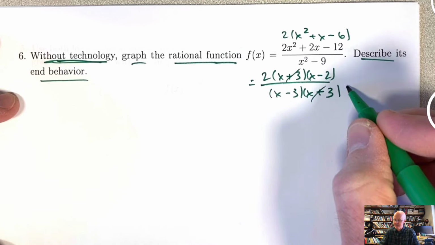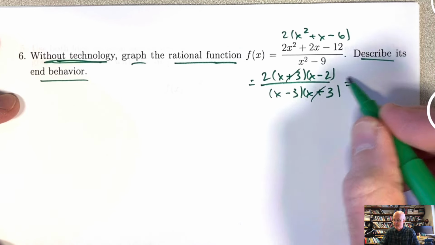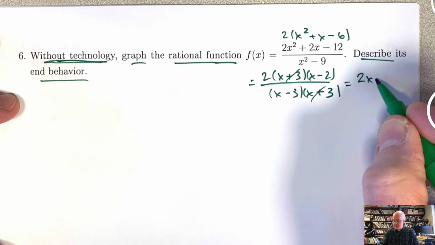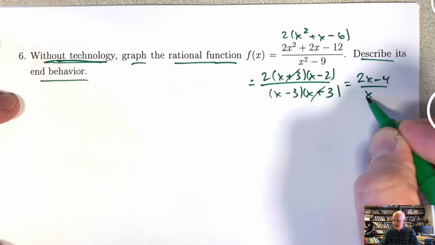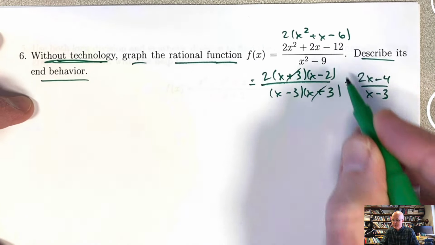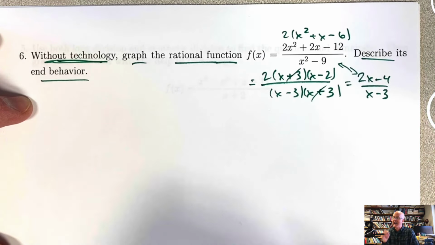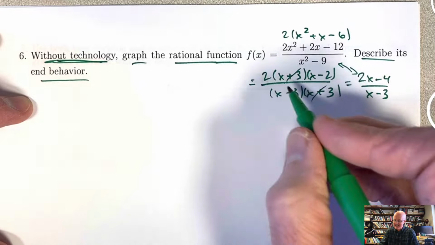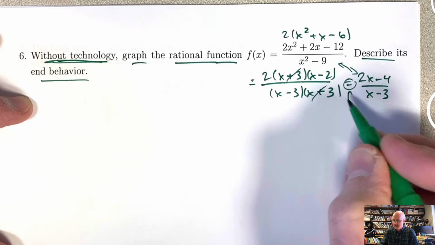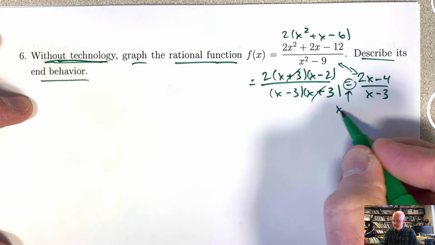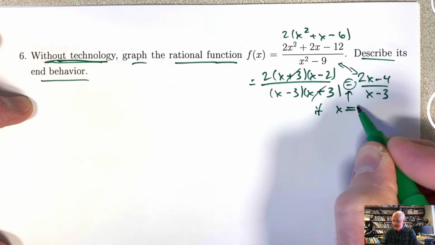That simplifies the function. Let me go ahead and maybe distribute the 2 back through the parentheses here to get 2x minus 4 over x minus 3. These two functions are the same as long as x is not equal to negative 3, a root of what I divided out, x plus 3. This is if x is not equal to negative 3.